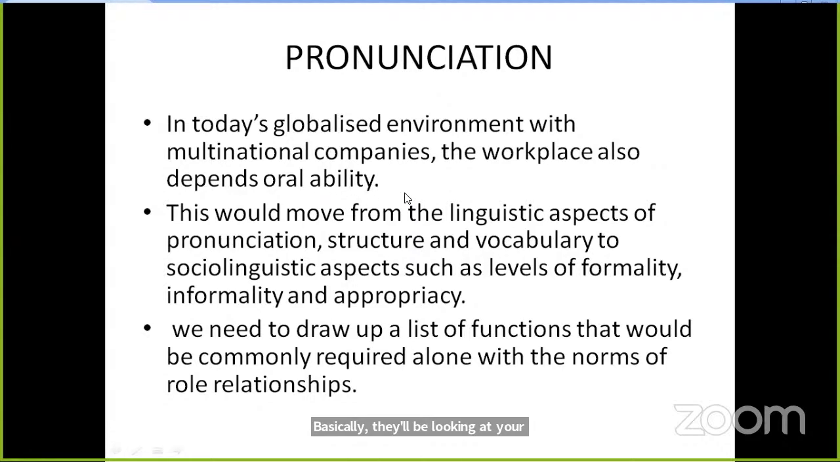So asking about yourself, or what interests you, or why you are changing your company, all these things, they are actually looking at the oral ability of the candidate. And this would move from the linguistic aspect of pronunciation, structure, and vocabulary to the sociolinguistic aspect also, such as levels of formality, informality, and appropriacy.